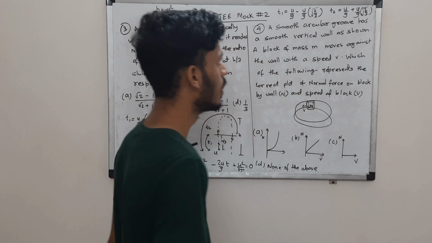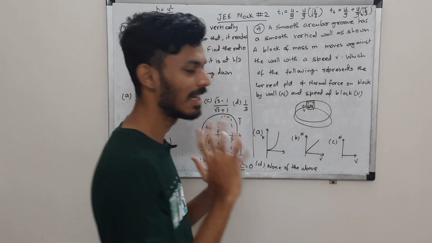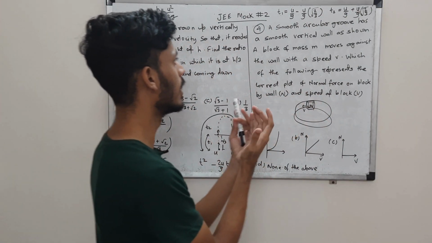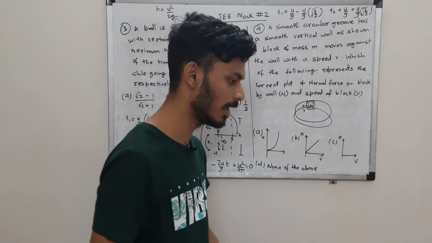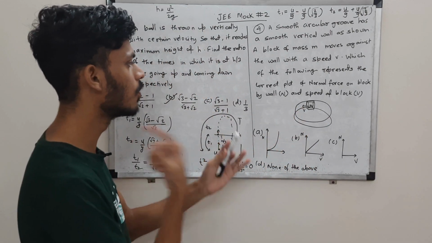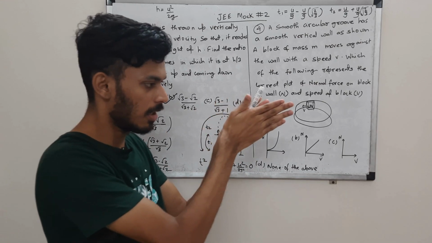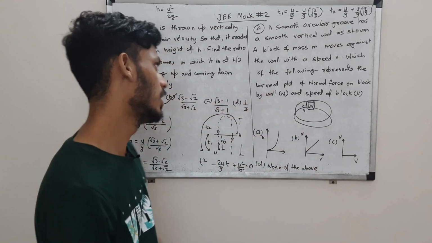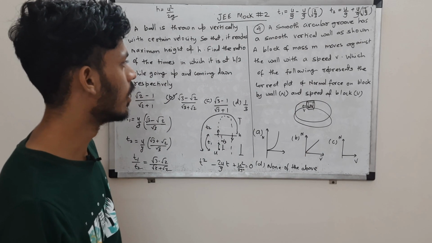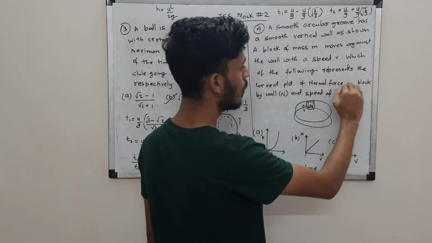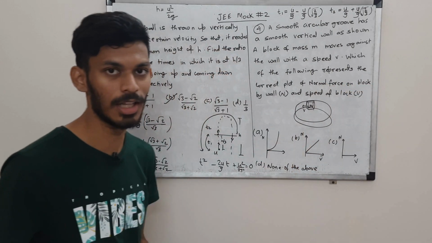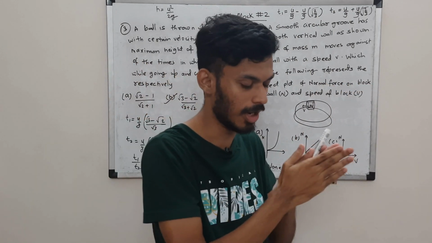We have a smooth circular groove, just like a rim of a tire. In that rim you are going to move a block with some linear velocity v as shown. You are going to move it so that it slides around the surface of the ring. You are supposed to tell which of the following correctly represents the plot of normal force on the block. There will be some normal force on the block, right?